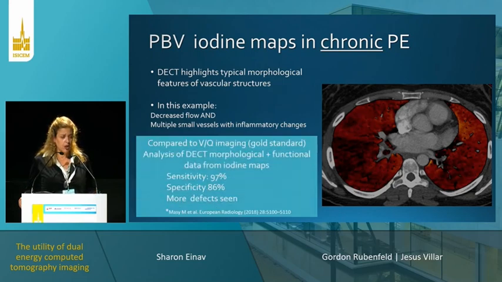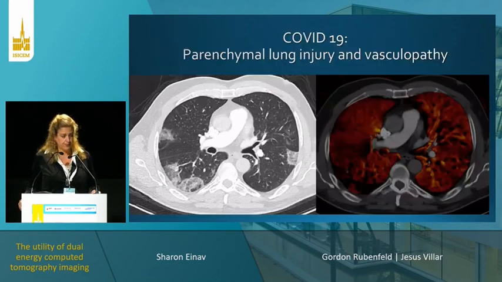Compared to VQ imaging, which is the gold standard for chronic PE, dual energy mixed morphological and functional data has a sensitivity of 97% and specificity of 86%, and more defects are seen, just like in acute PE.